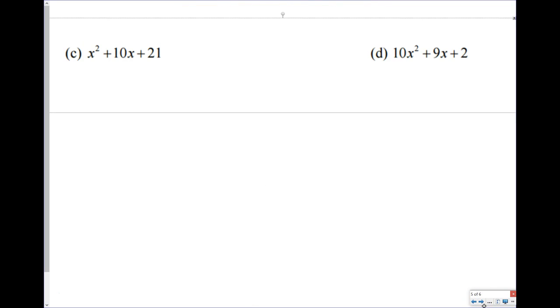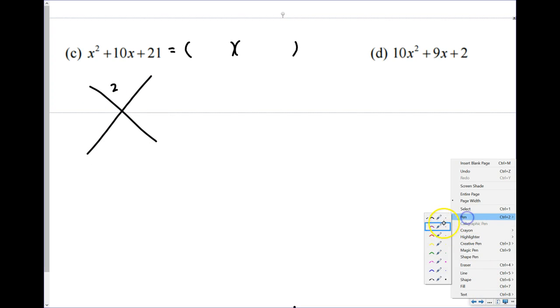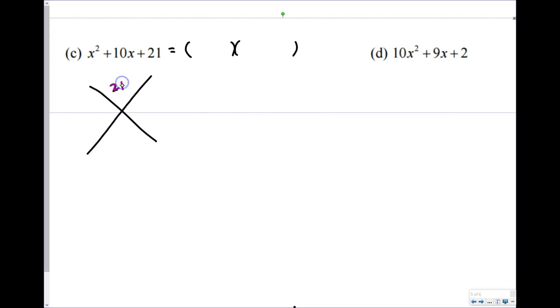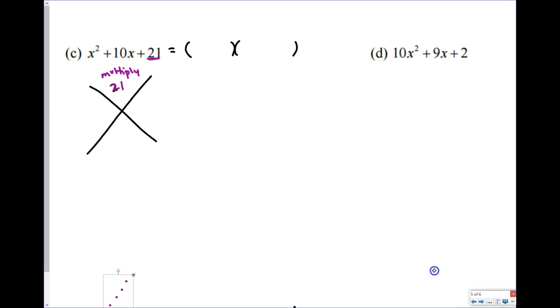And let's take a look at letter C. Okay? Now I've got a new one here. I want to try and factor this into two binomials. So I'm going to make my X. On top is going to go the 21, the last number. There's the 21. And again, I'm thinking about multiplying to 21. Okay? On the bottom goes my middle number, the 10.